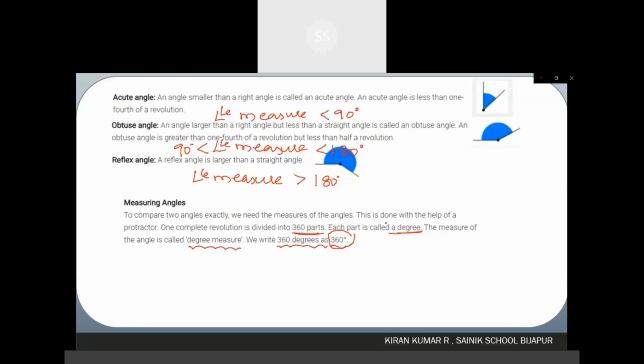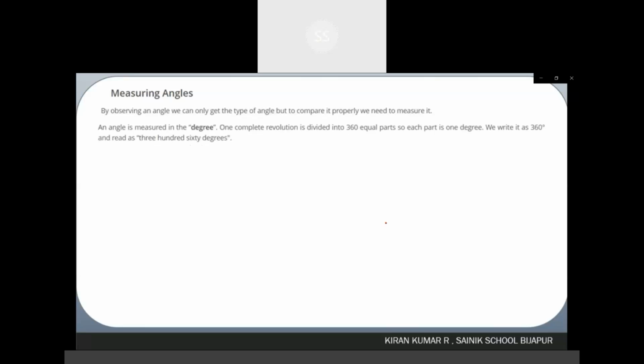Now we will learn how to measure the given angle. By observing an angle, we can only get the type of the angle, but to compare it properly, we need to measure it. The angle is measured in terms of degrees. One complete revolution is divided into 360 equal parts. Each part is 1 degree. We write 360 degrees, and it is symbolically written in this way, and it is to be read as 360 degrees.